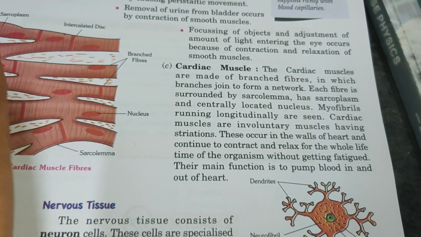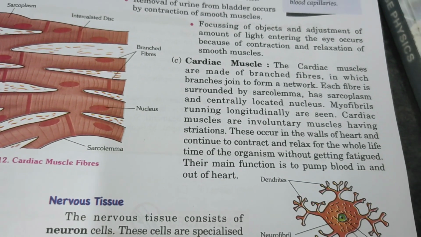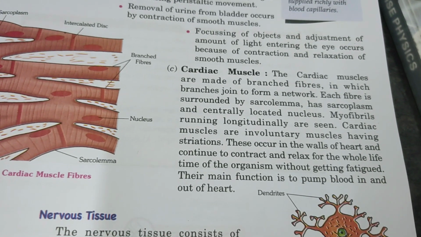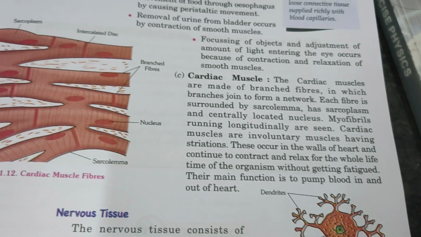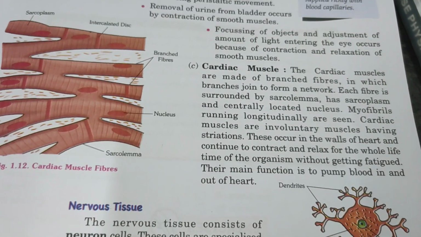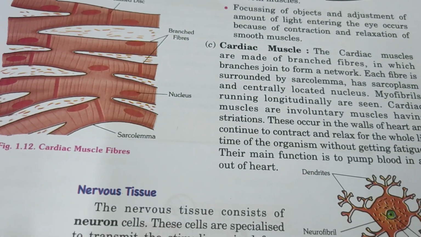Cardiac muscles are also involuntary muscles. They are not under the control of the organism. They occur in the heart and continue to contract and relax for the whole life. They work, contracting and relaxing, without getting fatigued. The main function of this muscle is to pump blood out of the heart.